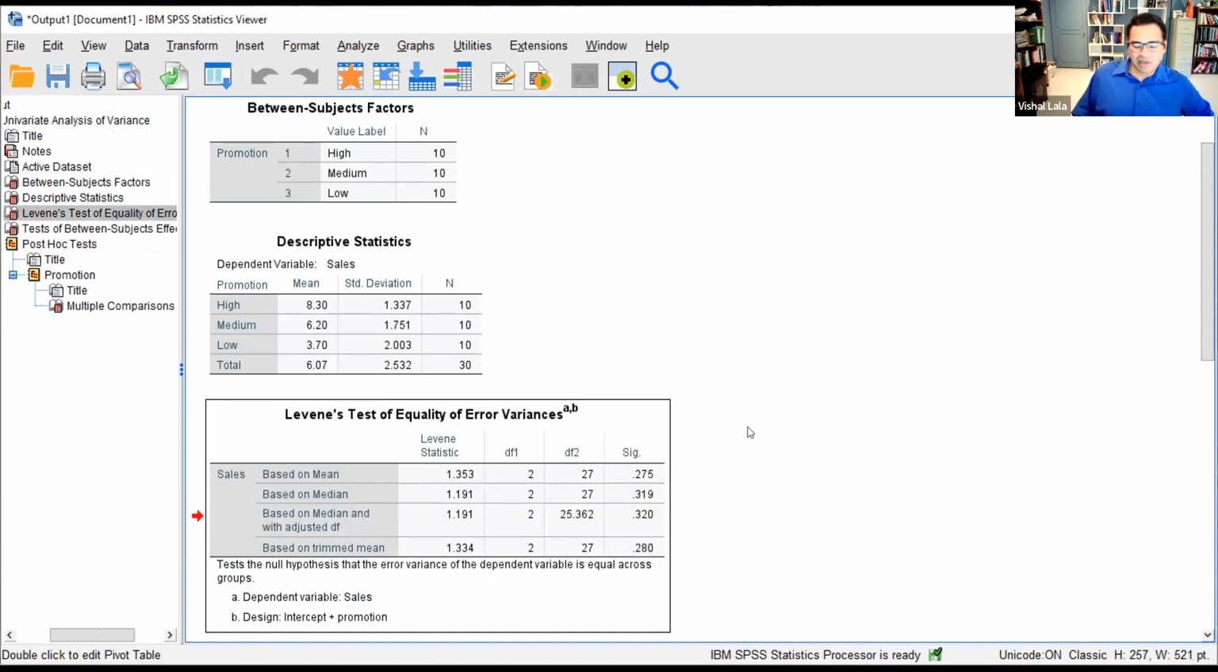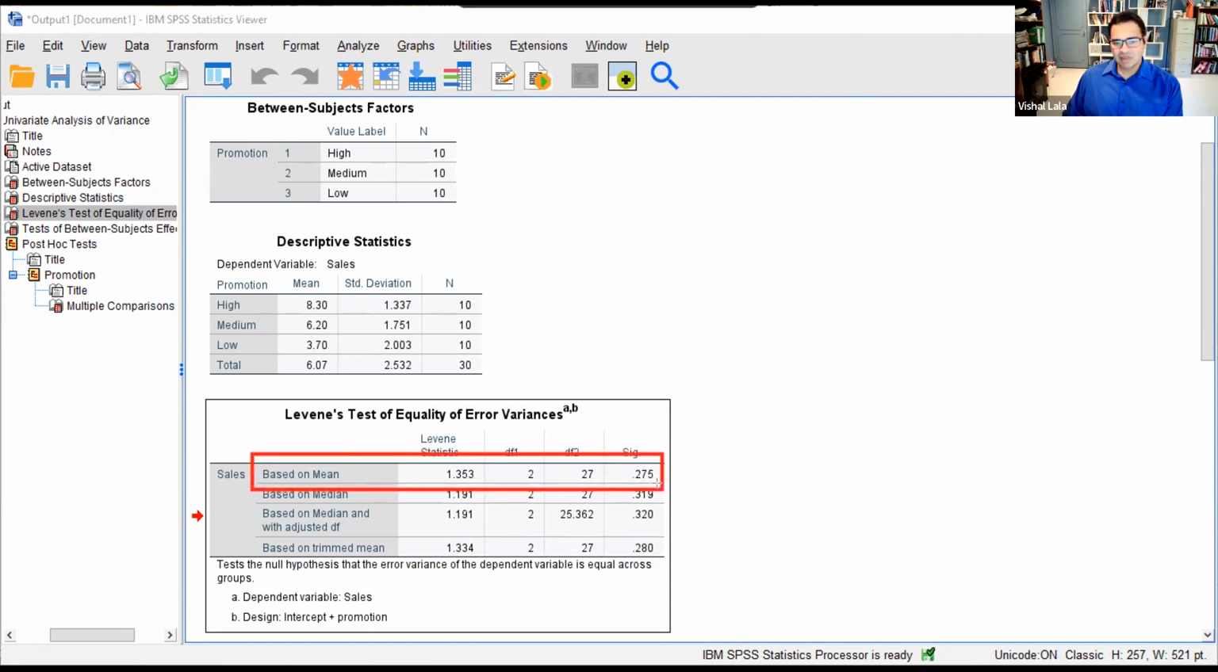There is an assumption that ANOVA makes of equality of error variances. Now, we're not going to worry about violations of this assumption, but just bear in mind that ideally speaking, you'd want to make sure that your Levene's test is non-significant.